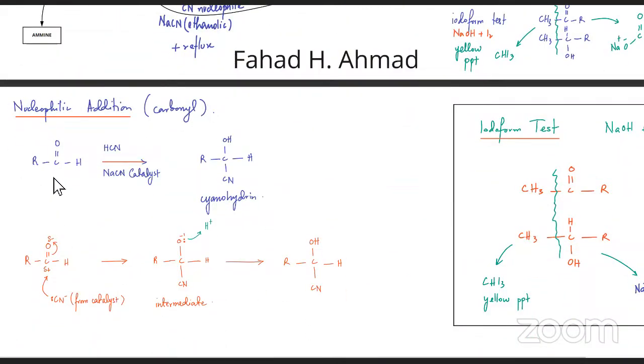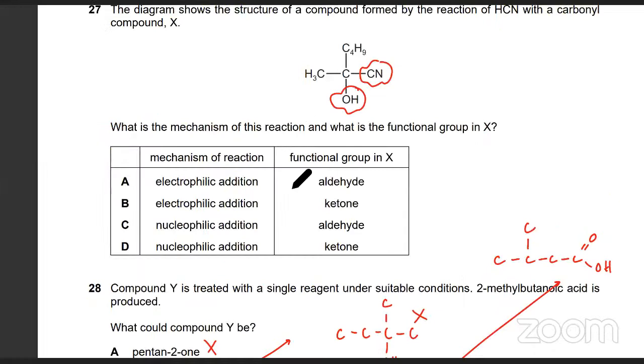This is known as nucleophilic addition. If you have a double bond C=O, the CN attaches to the carbon because it's partial positive. It bonds with it, and the oxygen at the top then attaches itself to the H. It forms an alcohol. So coming back to the question, what is the mechanism of the reaction? That's nucleophilic addition.